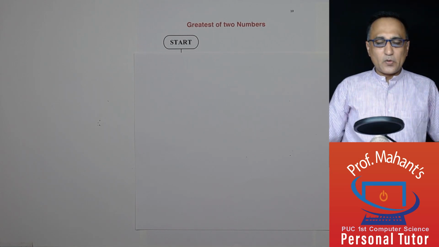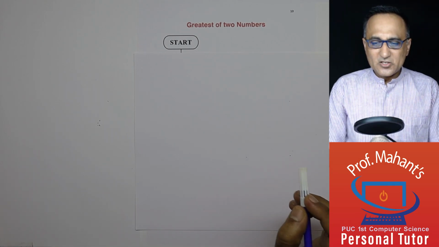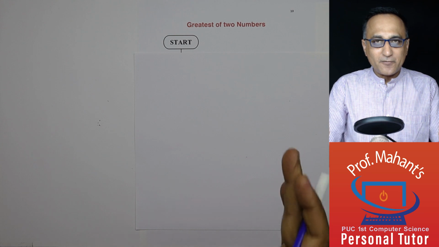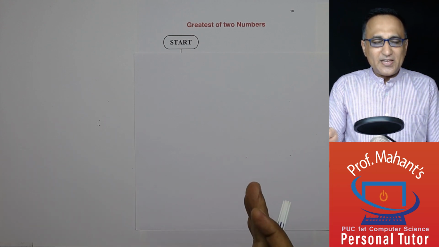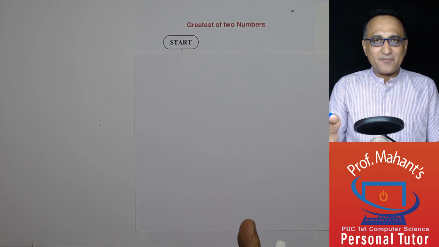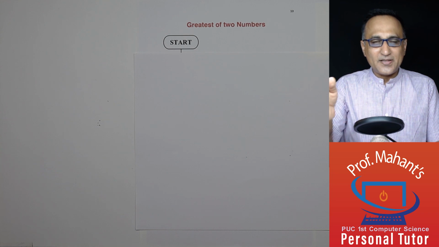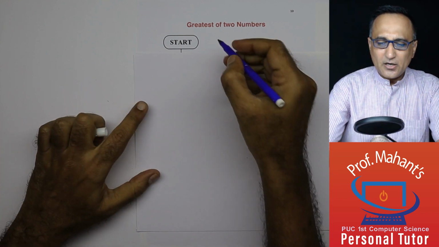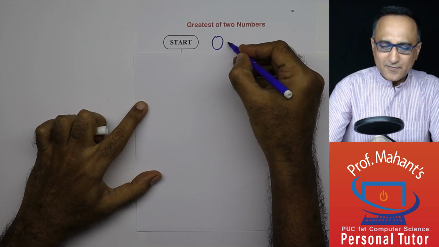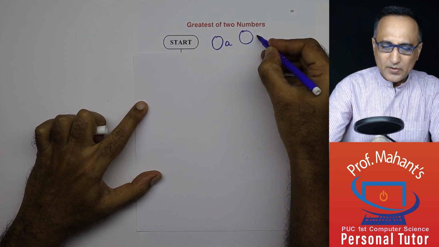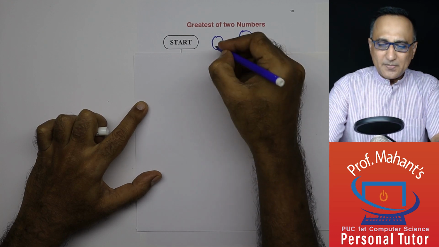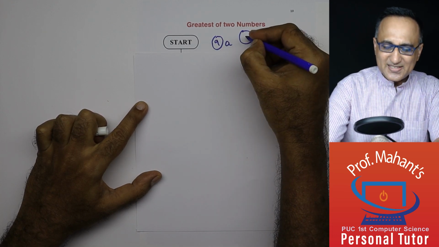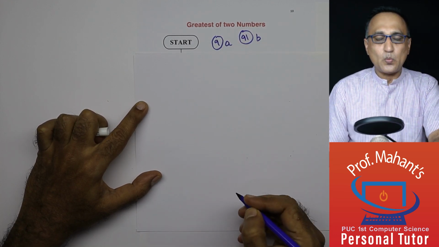Let us say I'm required to find the largest or greatest of two numbers using a flowchart. So this really involves making a decision whether number A is bigger than number B. So let's start like this. Let us take two memory locations. Let us call the first one A and let's call the second one B. So let me read some values into this. Let's say this is 9 and this is 91.